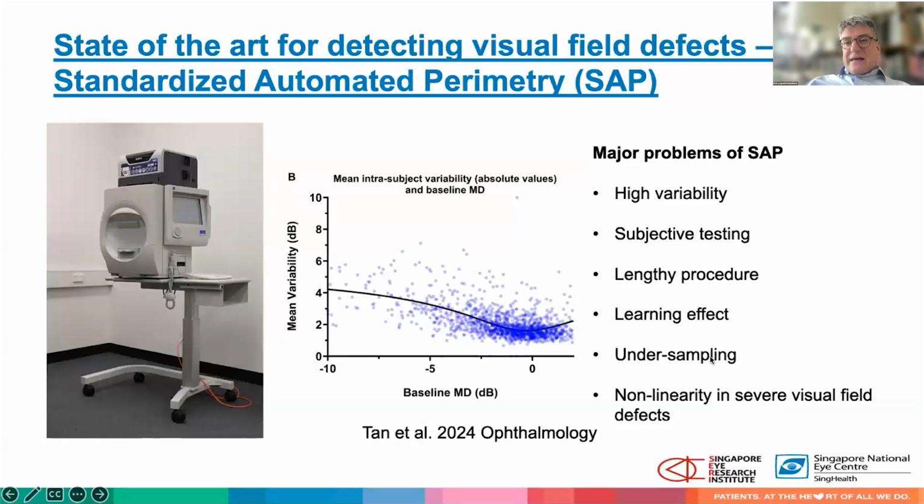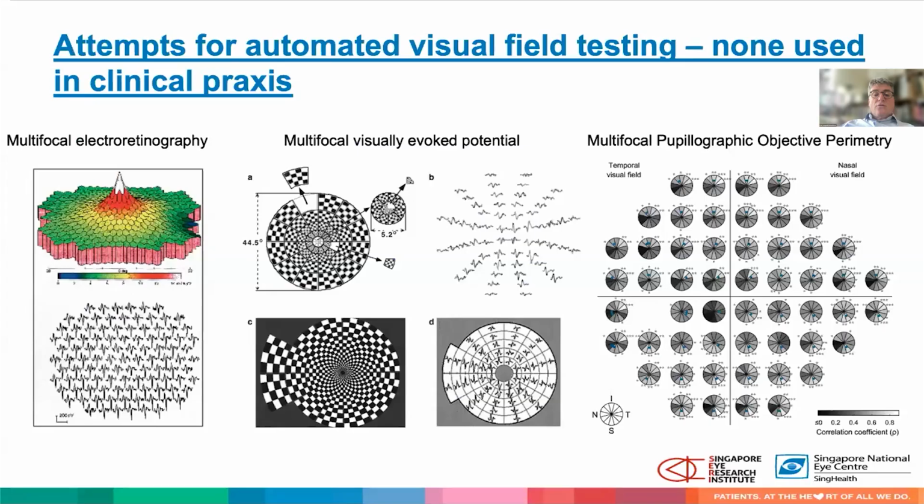You usually have undersampling because you do not detect so many patients, and this is particularly critical if you have a very central visual field defect, and you have nonlinearity in severe visual field defects. Please also note that in some subjects the variability is very low, and then you can very nicely detect progression. But in other subjects, you can see here the variability can be as high as 10 decibel in this subject, and then you almost have no ability to detect any change over time.